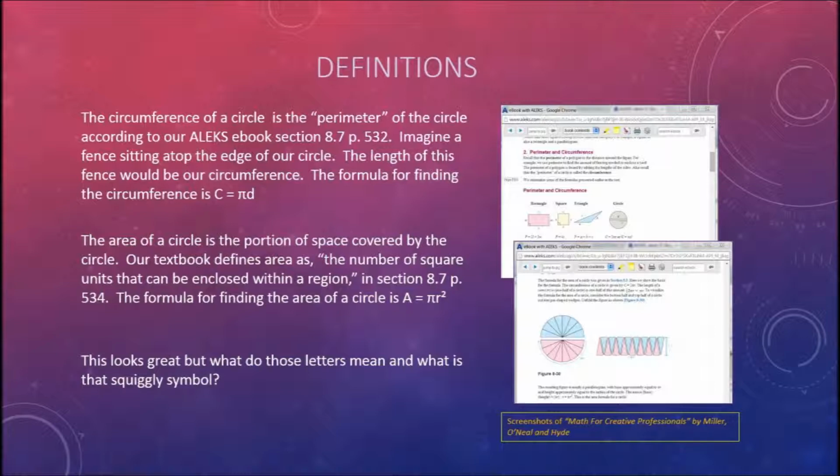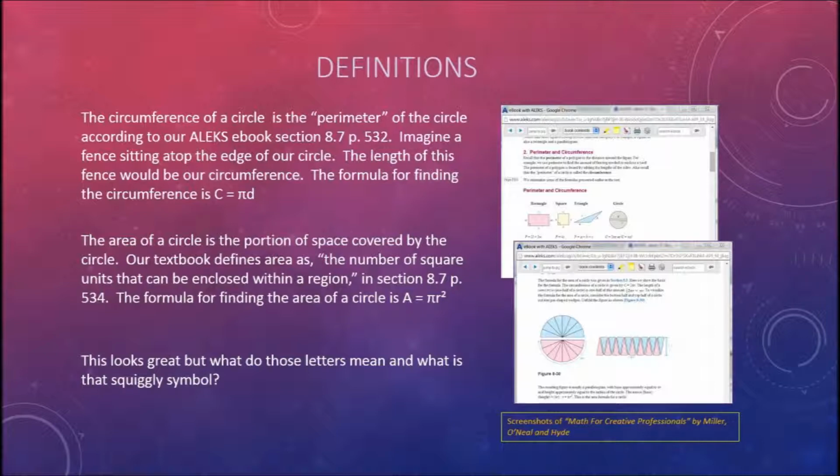The area of a circle is the portion of space covered by the circle. Our textbook defines area as the number of square units that can be enclosed within a region. This is in section 8.7, page 534. The formula for finding the area of a circle is A equals pi times r squared.